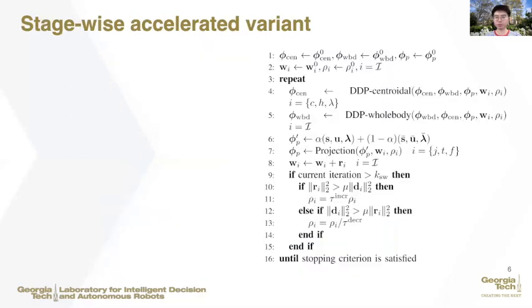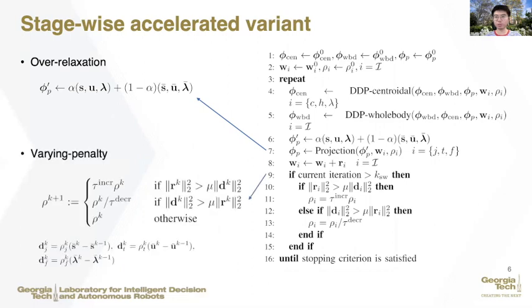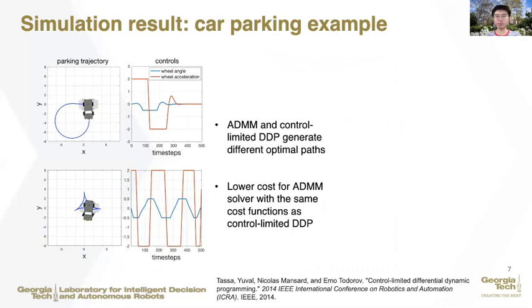We also proposed a stage-wise accelerated ADMM approach by applying over-relaxation and varying penalty for our multi-block ADMM framework, based on the practical performance. We firstly studied a simple car parking problem. The goal is to drive from an initial state to a goal state with bounded control inputs. We found that under the same parameters for the cost function, the ADMM solver follows a different path with lower cost compared with the control limited DDP. We also validate a better performance of our stage-wise accelerated ADMM approach in terms of convergence rate.